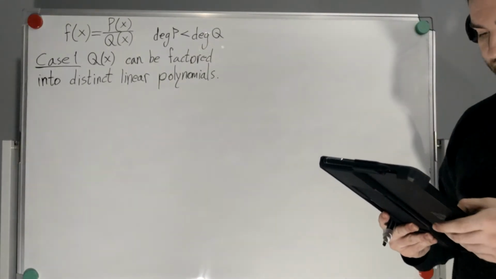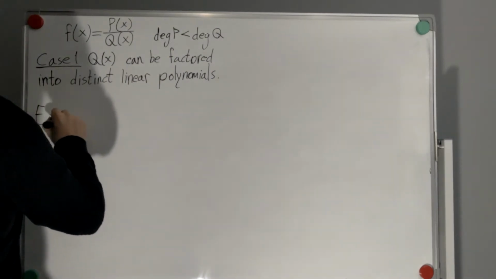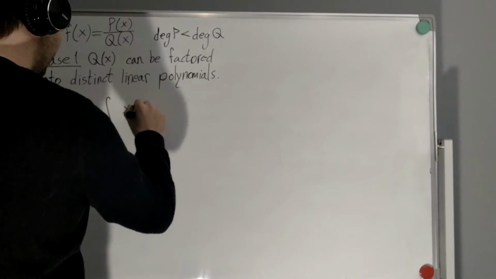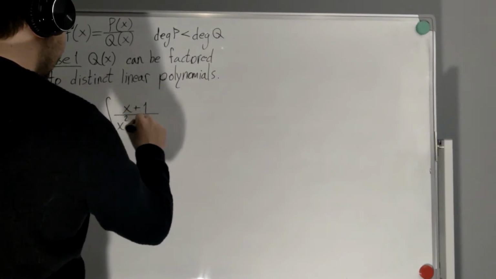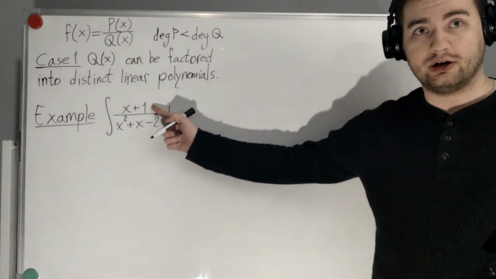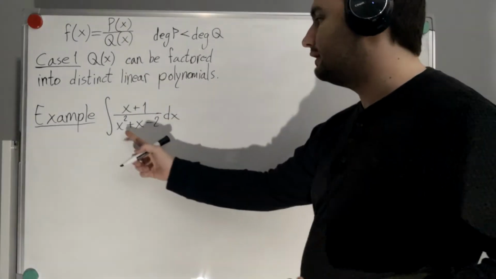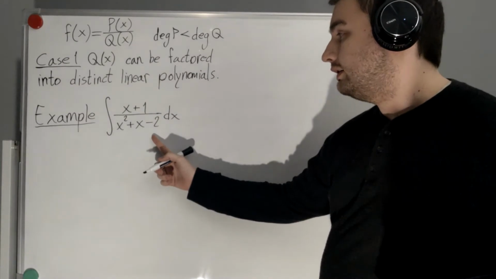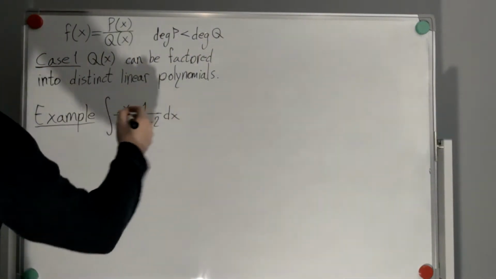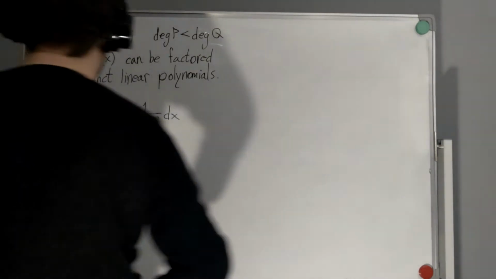So let's look at an example of that. Let's say we're trying to evaluate the integral of x plus 1 divided by x squared plus x minus 2. This is a rational function where the degree of the numerator is 1 and the degree of the denominator is 2. Let's notice here that this denominator can be factored. It factors into x plus 2 times x minus 1. So what we're looking at here can actually be written as x plus 1 over x plus 2 times x minus 1.